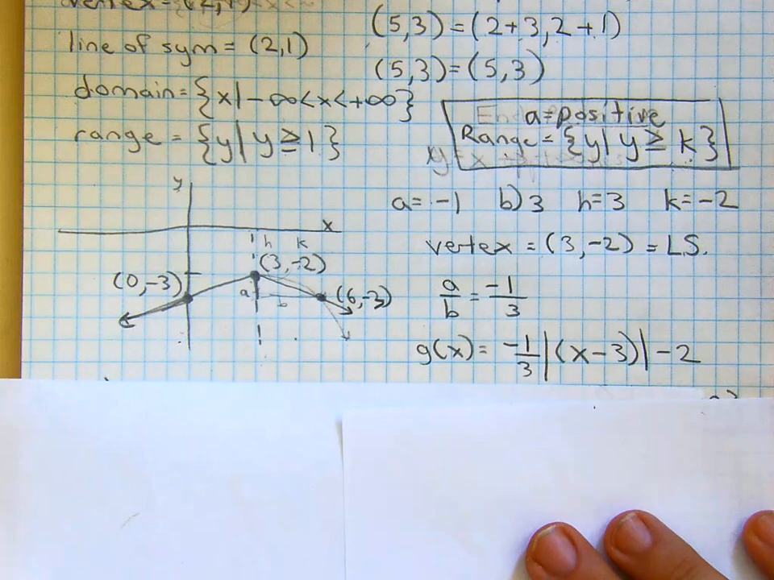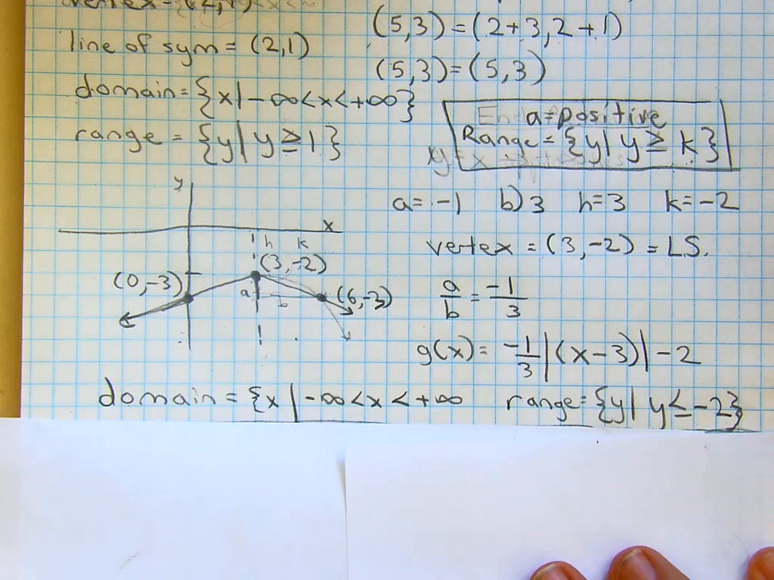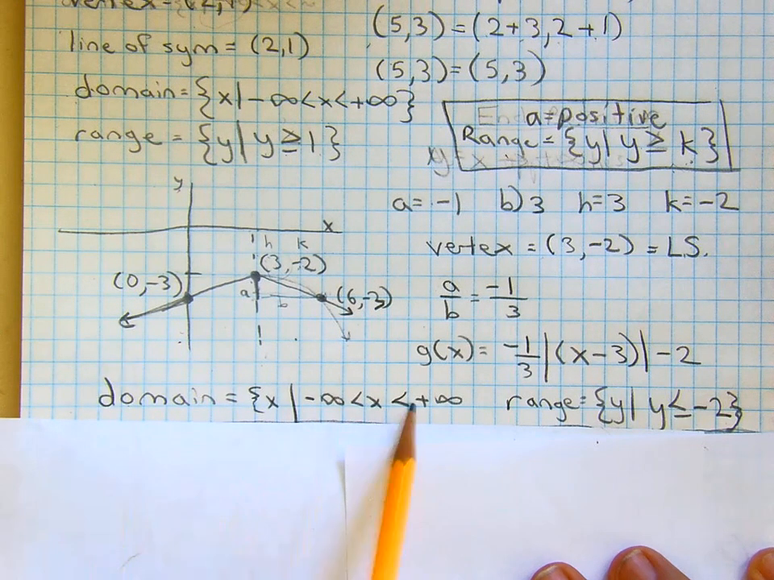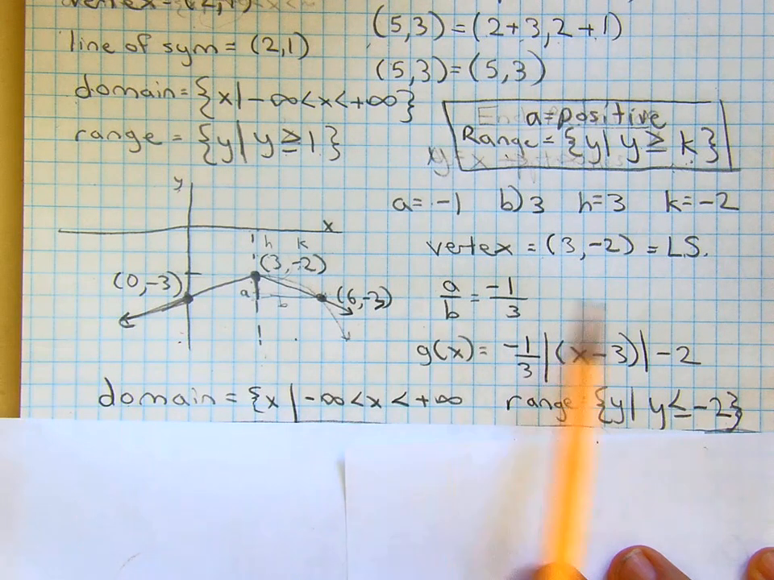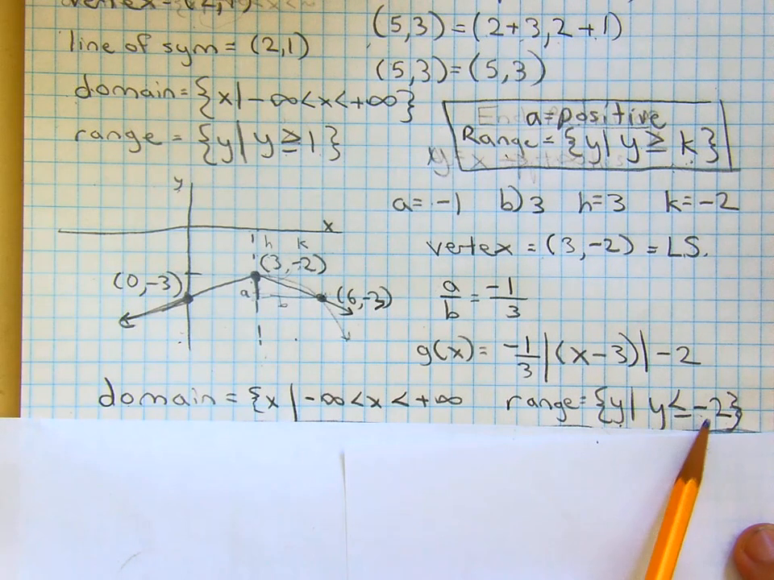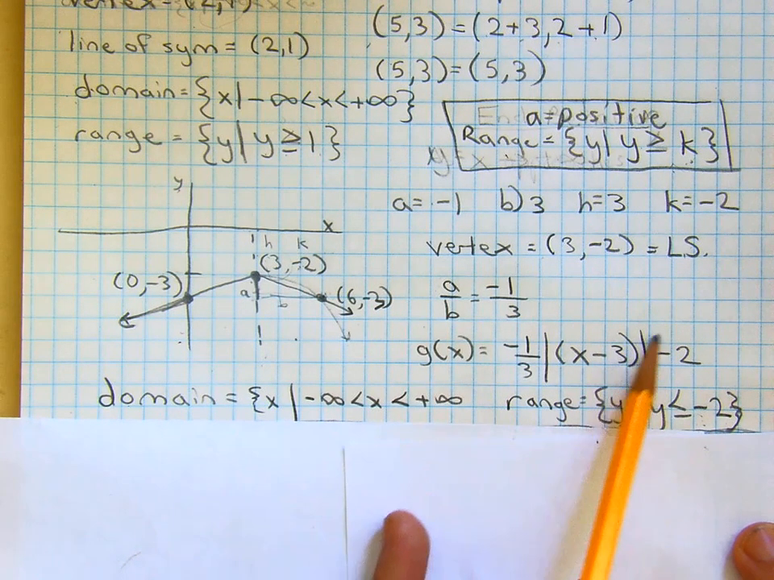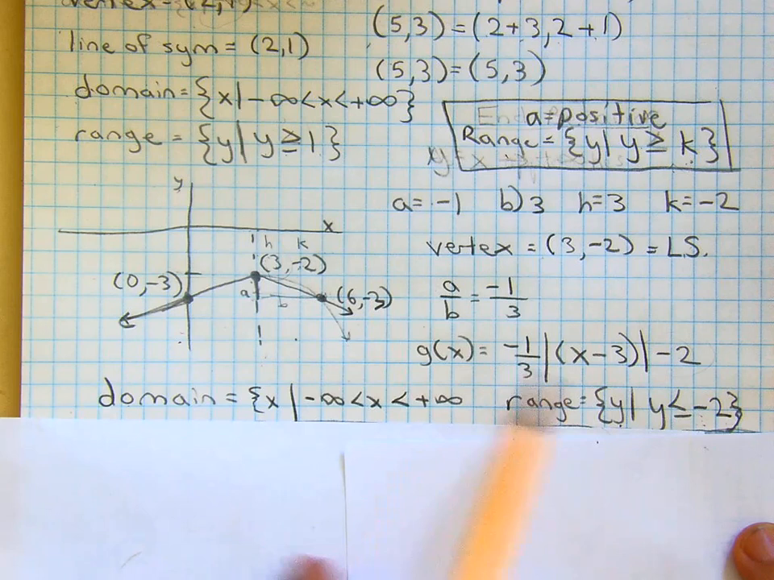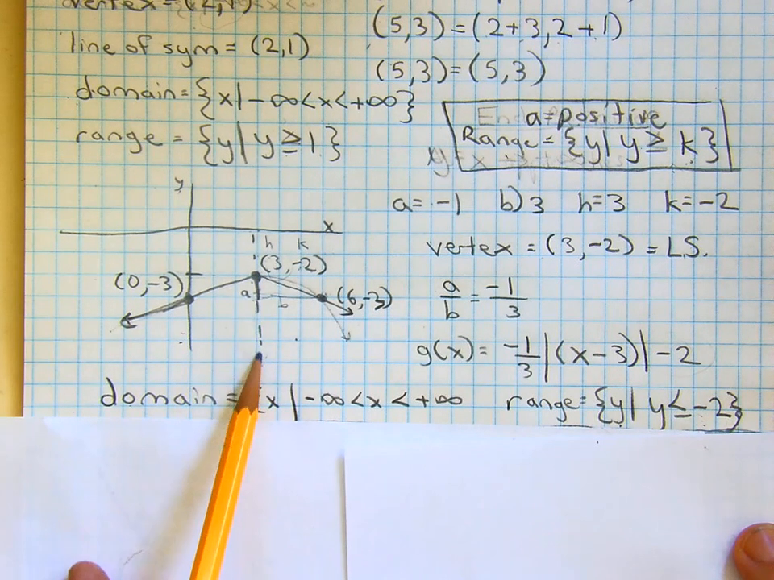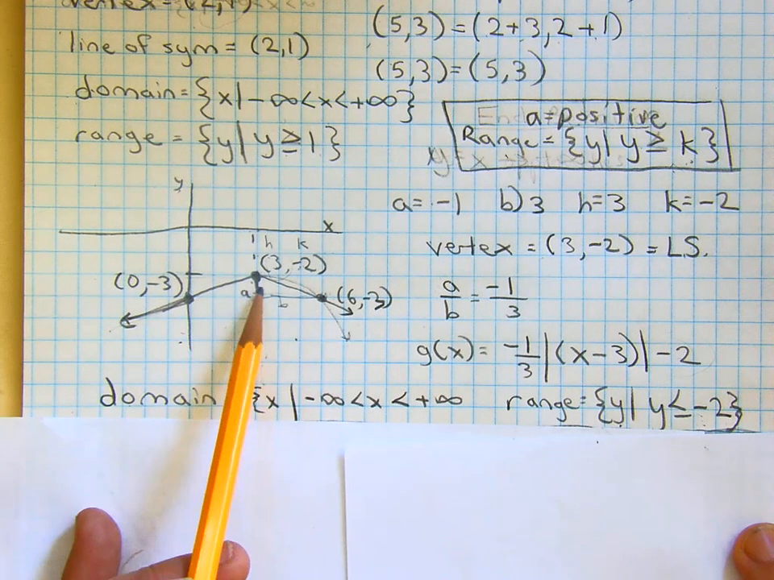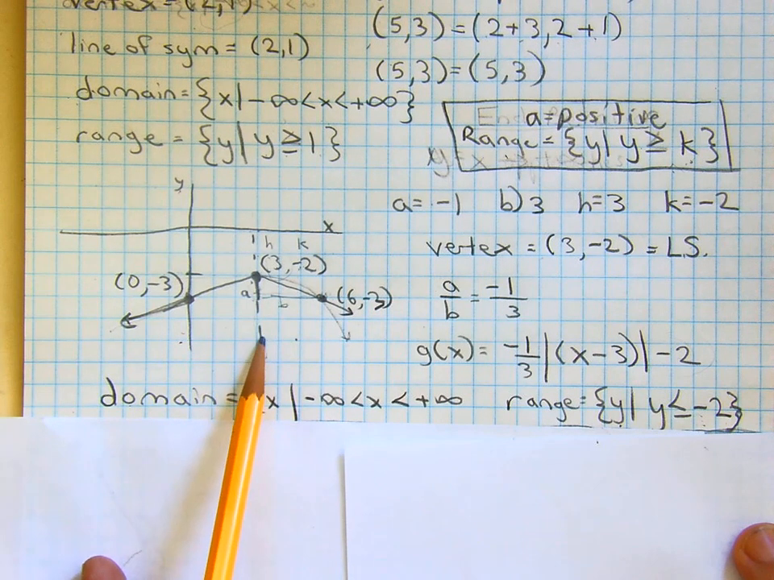Also from here, I can start doing my domain and my range. My domain doesn't change because, again, all x values are going to be on the table. I can pick any value of x and it's part of this graph. My range, though, is connected to my k, which is the -2. And since it's a negative graph, it's going down, all values of y below or equal to -2, so y is less than or equal to -2.